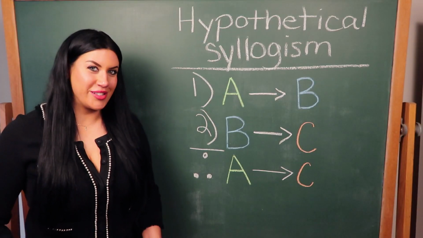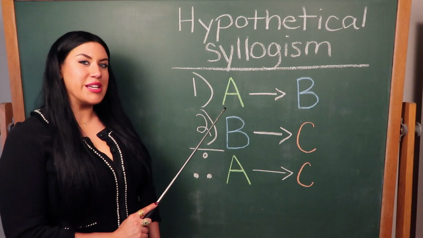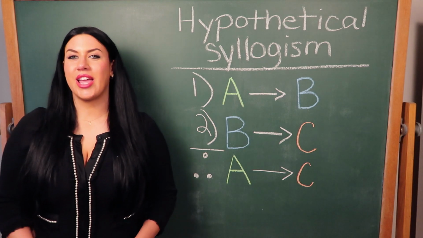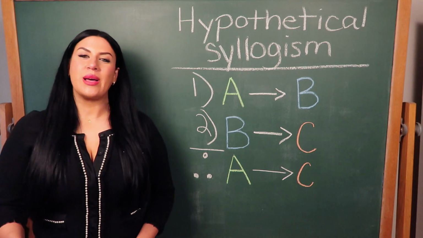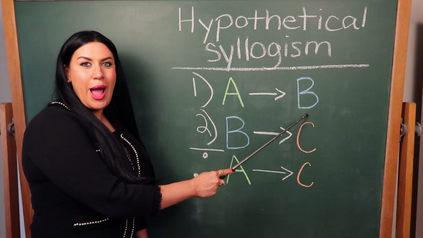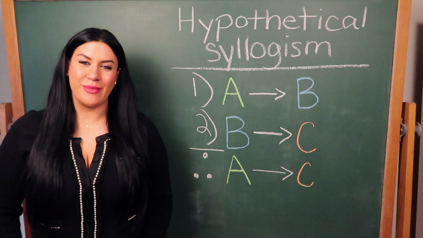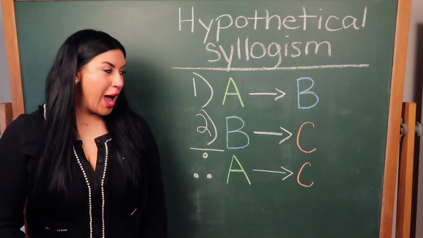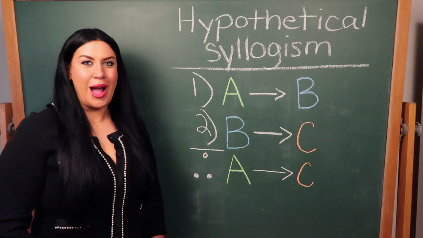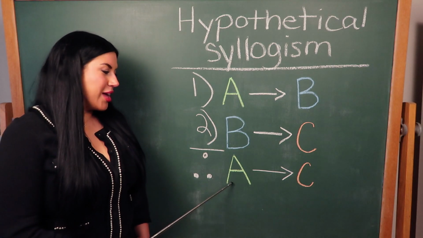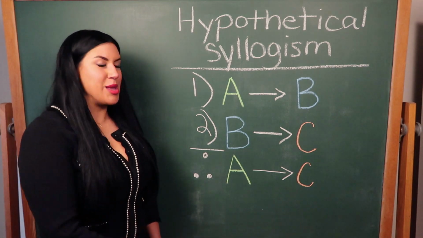The hypothetical syllogism consists of conditional statements. A conditional statement is an if-then statement. So if someone says, if A happens, then B will happen, that's a conditional statement. Premise 2 is also a conditional statement. If B happens, then C will happen. And the conclusion is a conditional statement. If A happens, then C will happen.